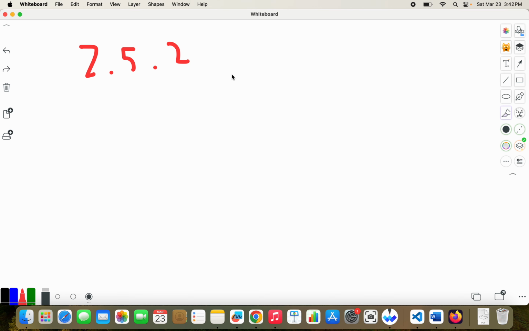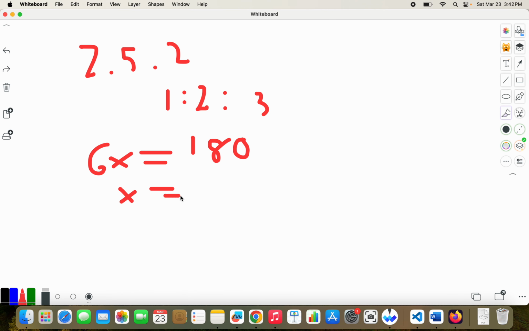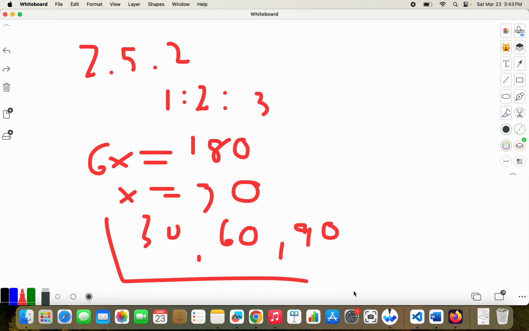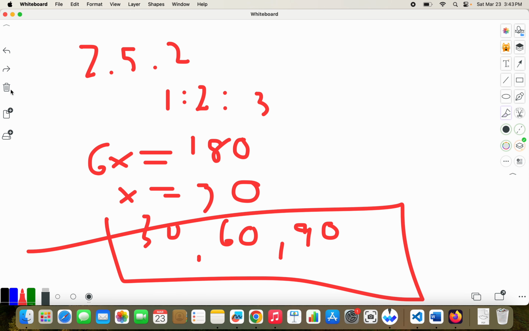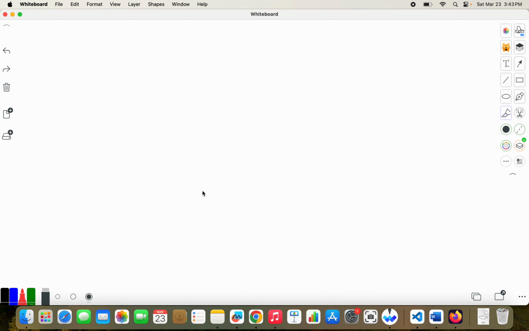Now 2.5.2. The angles in a triangle are in ratio 1, 2, 3. What are the measures of the angles? So this is 1x plus 2x plus 3x. This is 6x equals 180. Now if you divide by 6, x equals 30. And then it's 30, 60, 90. Oh shoot, this is the 30, 60, 90 triangle. This is a very useful right triangle.